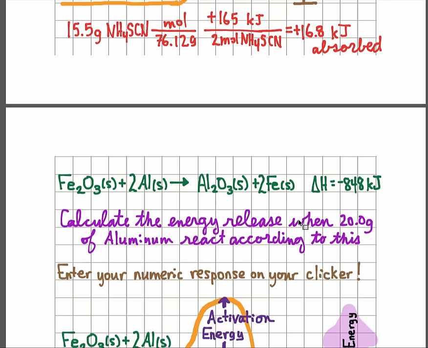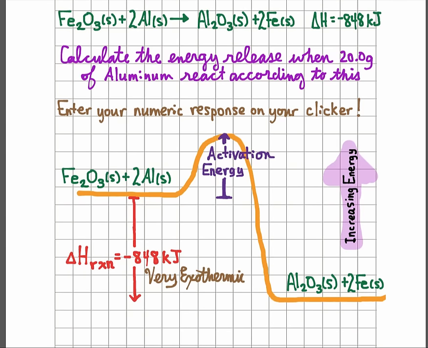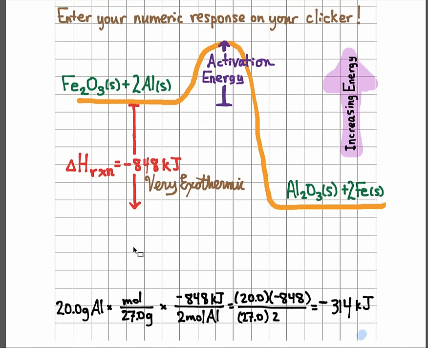The opposite of increasing in energy is decreasing in energy, like the reactants are high in potential and they fall down the energy hill. One of my favorites is the thermite reaction, where I have rust and aluminum, and the rust and aluminum are high in energy. The aluminum oxide and iron are lower in energy, and the difference between here and here is quite a bit, very exothermic. I did a calculation. If I had 20 grams of aluminum, I changed grams to moles, then compared 2 moles of aluminum in the balanced equation to the negative 848 kilojoules. Do the math, and it comes out to 314 kilojoules.